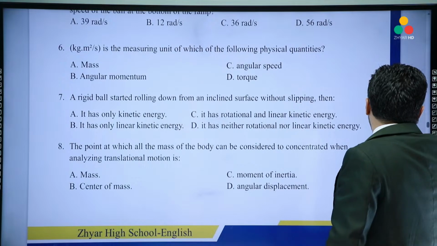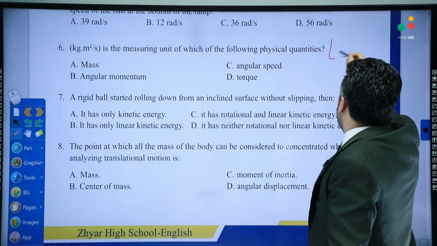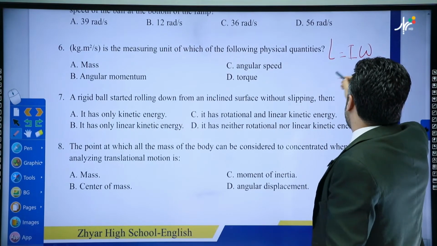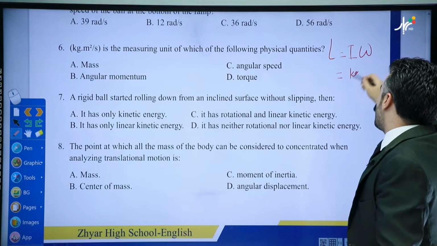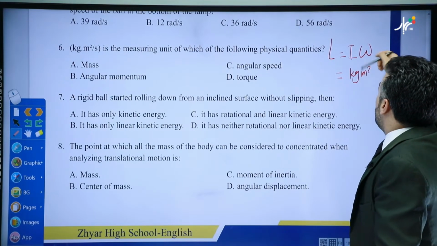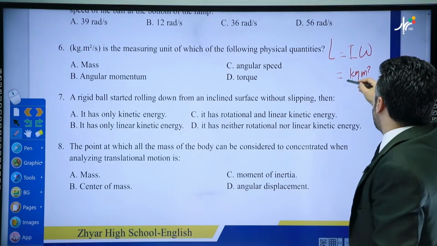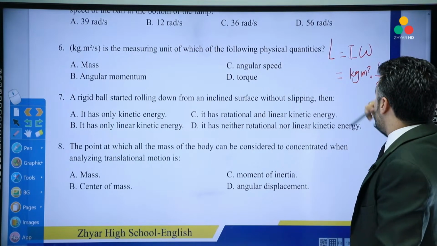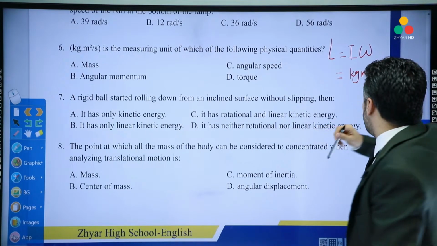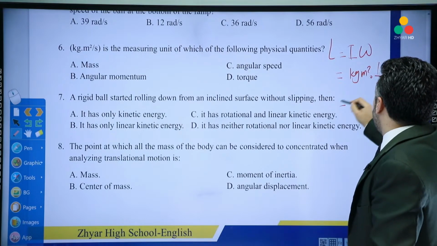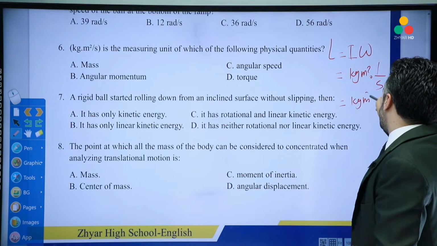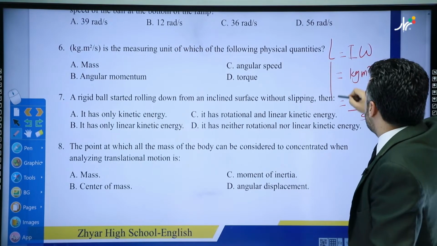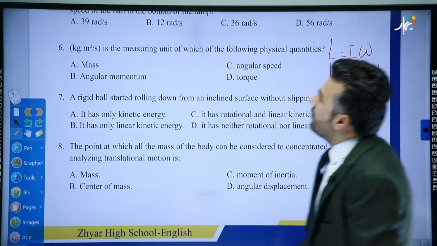And how do we know? Angular momentum L equal to moment of inertia times angular speed. Moment of inertia, that is kilogram meter squared, yeah? As for angular speed, it is radian per second, but we just use 1 over second because radian is not the SI unit here. So we can just say kilogram meter squared over second, and that is the unit of angular momentum.